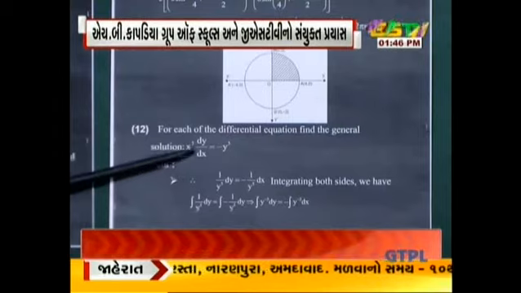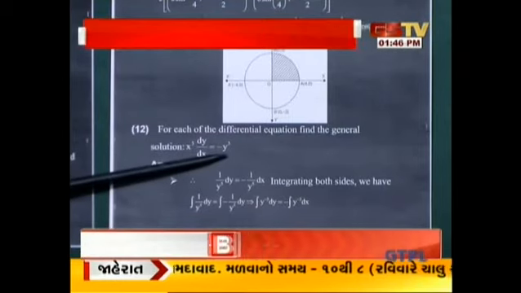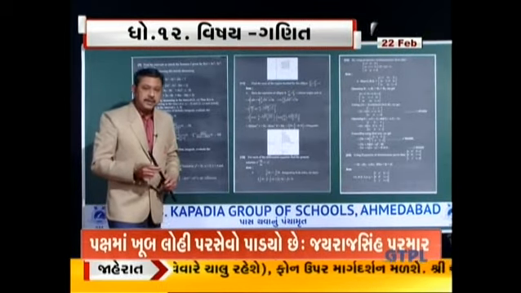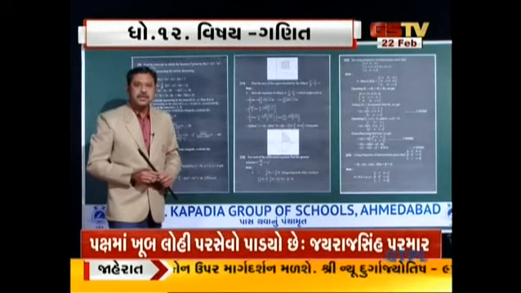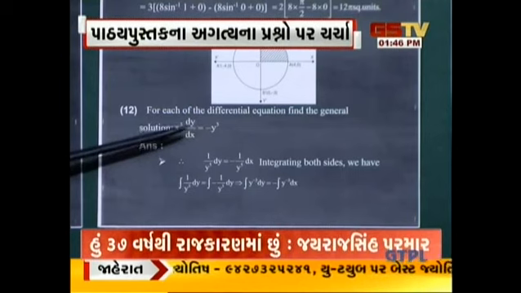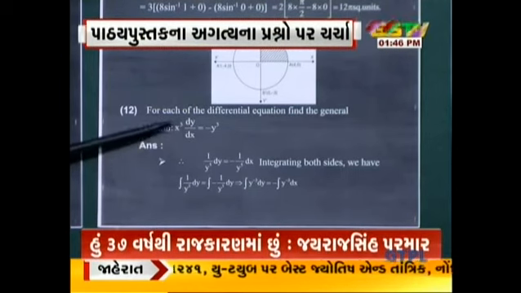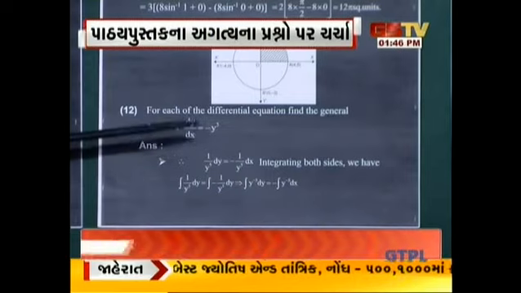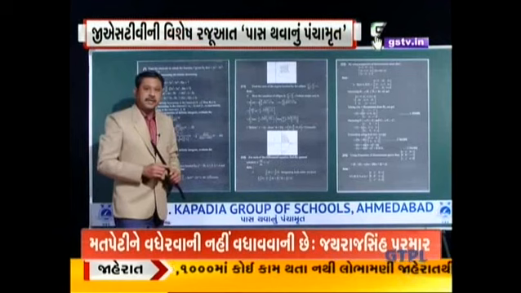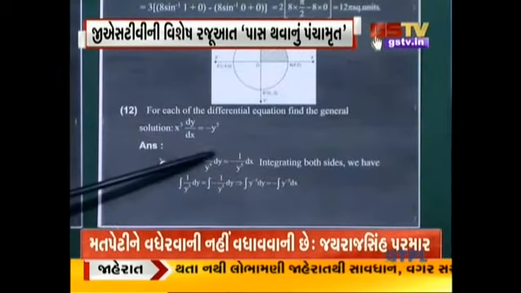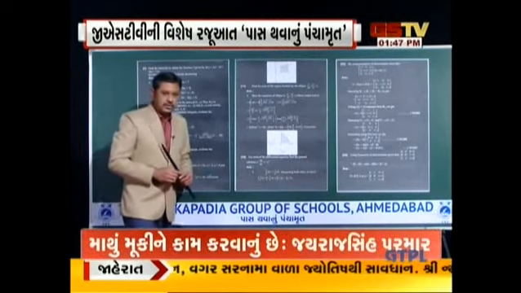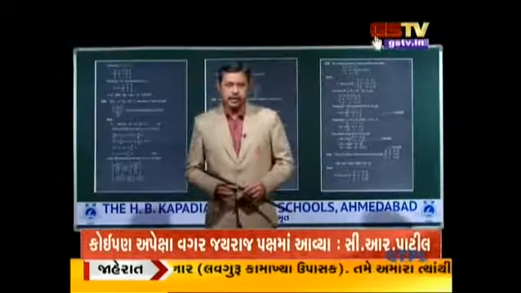See here, dy by dx into x raised to 5 equals minus y raised to 5. If variable y and variable x are separate, then we can solve by applying the variable separable method. See here, student, we divide by y raised to minus 5 and multiply by dx on that side, so the variables are separated with respect to x and y, and by applying integration we find the solution of the differential equation by the variable separable method. Okay, student, we will come back to this later.